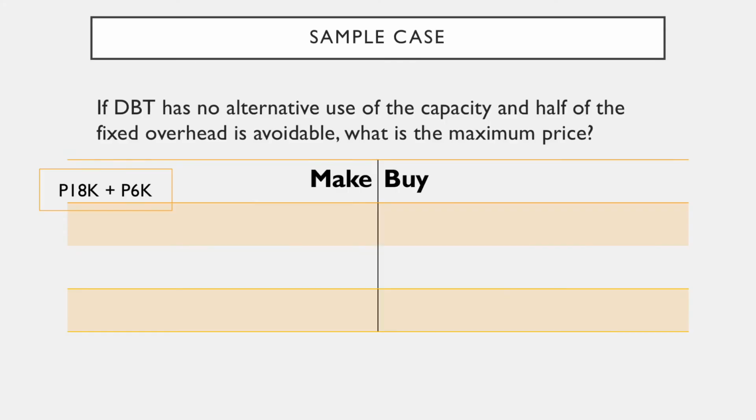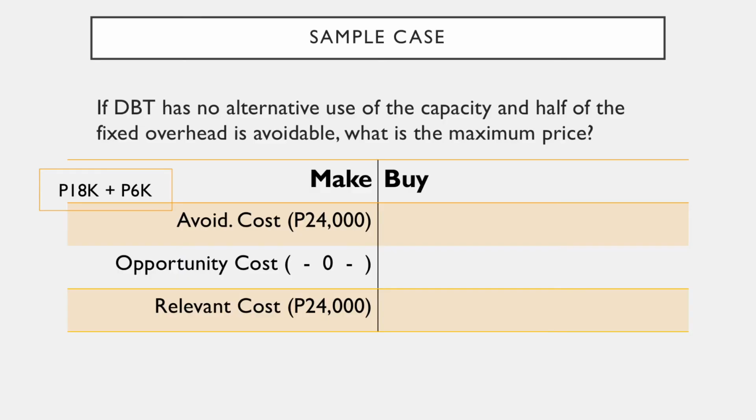As for the maximum price, we are going to see to it that the price that we are going to pay shall not be higher than the cost of making. For this scenario, the cost to make would be 18,000 plus half of 12,000, that's 6,000 pesos. Avoidable cost of making, 24,000 pesos. There will be no opportunity cost, considering in this scenario, there is no alternative use of the capacity. The relevant cost is 24,000 for the make option.